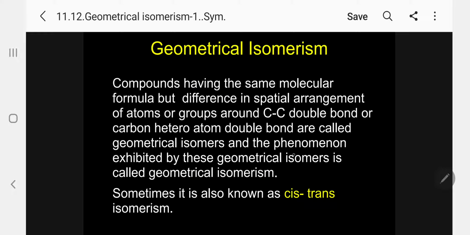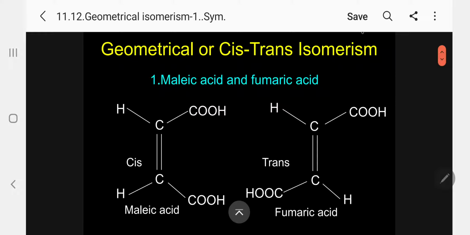Kindly follow. Let me take now a specific example I want to give under this geometrical isomerism. The common name I am giving now, maleic acid and fumaric acid. What is maleic acid? M-A-L-E-I-C, maleic acid.